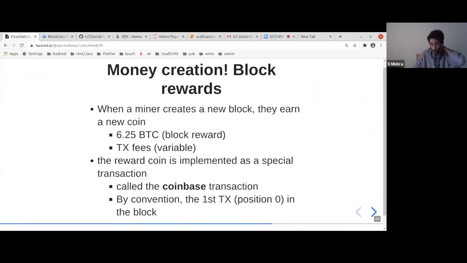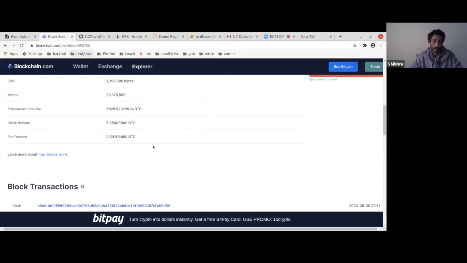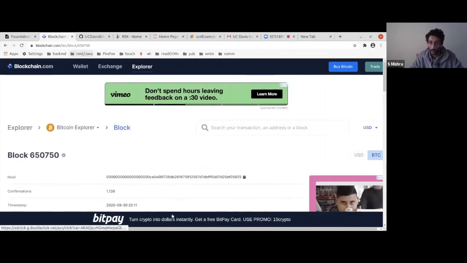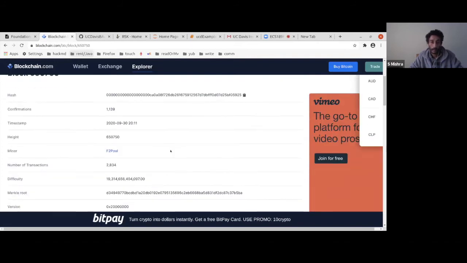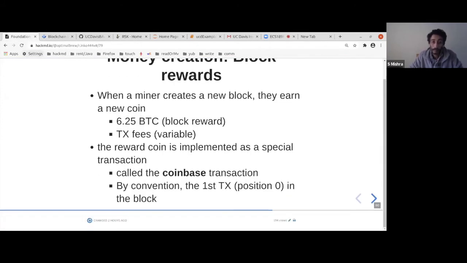Money creation, this is the part that I think most of you know: whenever a miner creates a new block, they earn 6.25 BTC currently. It used to be 50. It halves every 210,000 blocks, about 4 years. And of course, they collect fees from all the transactions. So in the block we saw in the Explorer, the block had 2,834 transactions for a total fee reward of 5. Let's convert this to dollars. Oh, the wrong slide. Anyway, the rewards are 6.25 BTC plus a variable component for the transaction fees.